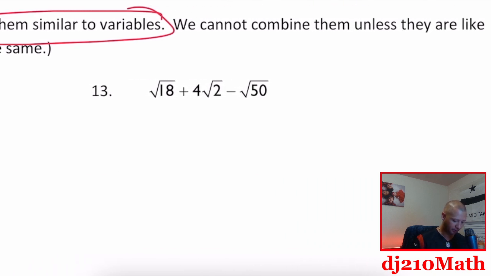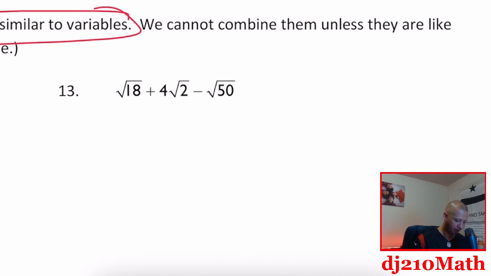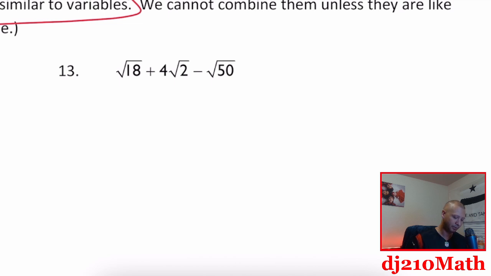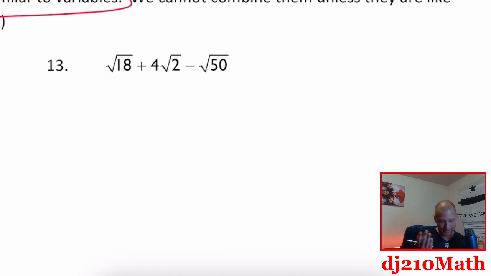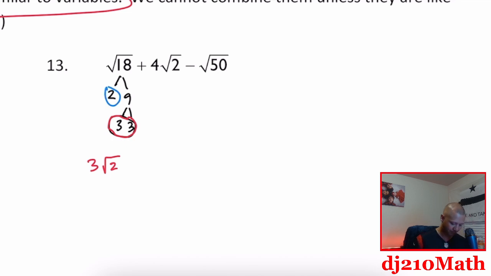So let's see. Here, you're like, oh, I can't do any of these. Well, there's a caveat or a kicker to this: you have to simplify first and then add. So we can simplify 18 into 2 root 9. 9 is 3 and 3. So the 3 is going to come out as a single 3. So 3 root 2, because the 2 is left behind. Plus 4 root 2. I can't do anything with that.